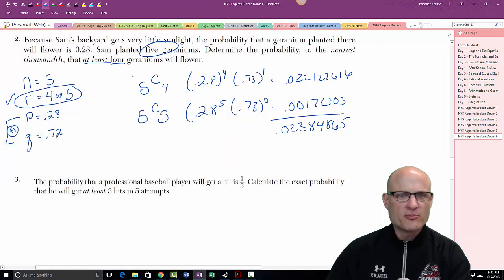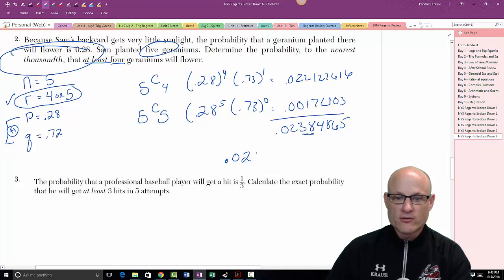Normally that's enough decimals. We want it rounded to the nearest thousandths place. That's right here. So my answer is 0.02. Oh, wait, no, that's right here. 0.024.